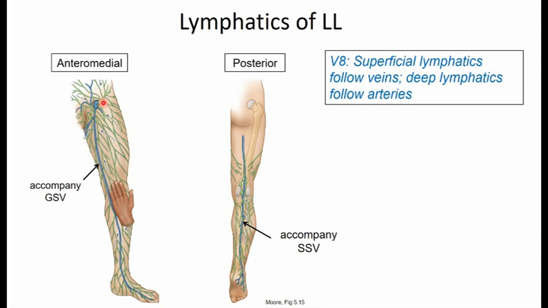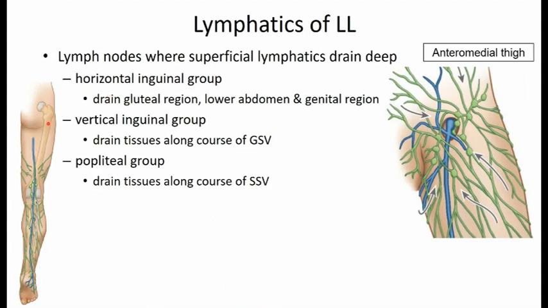It's clinically important to be aware of the location of lymph nodes because they can become swollen and inflamed if they are fighting an infection. So on the diagram you can see a cluster of nodes here in the anterior aspect of the hip crease and a cluster of nodes here in the posterior aspect of the knee in the popliteal fossa. We tend to find lymph nodes where superficial lymphatics drain deep.